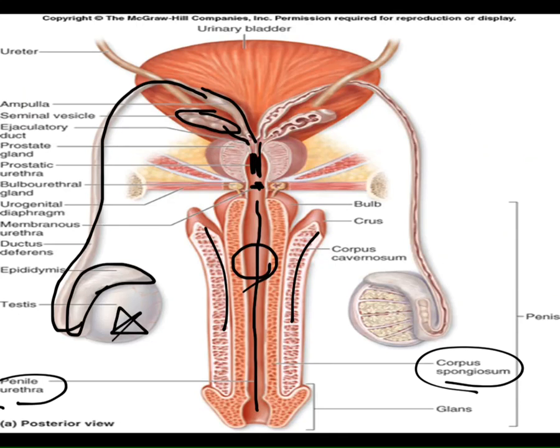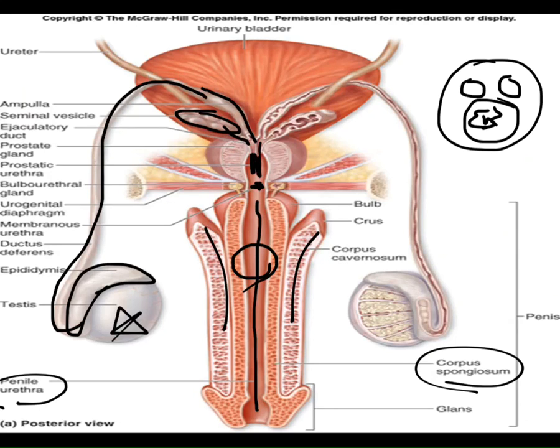Remember in cross-section what we saw in the penis, kind of look like that, right? With the urethra here, the layer around it would be the corpus spongiosum, and the 2 eyeballs would be the corpus cavernosa.